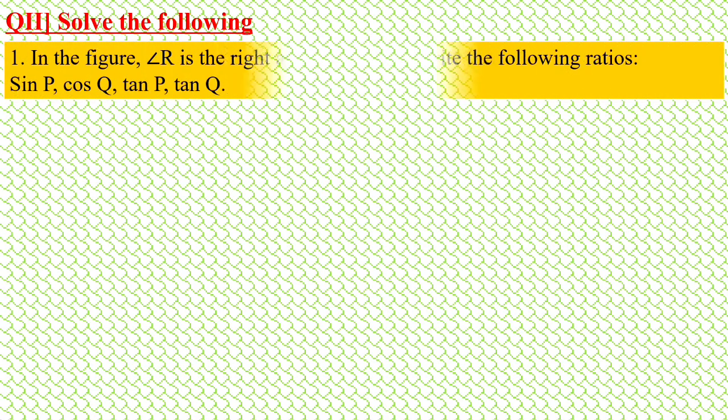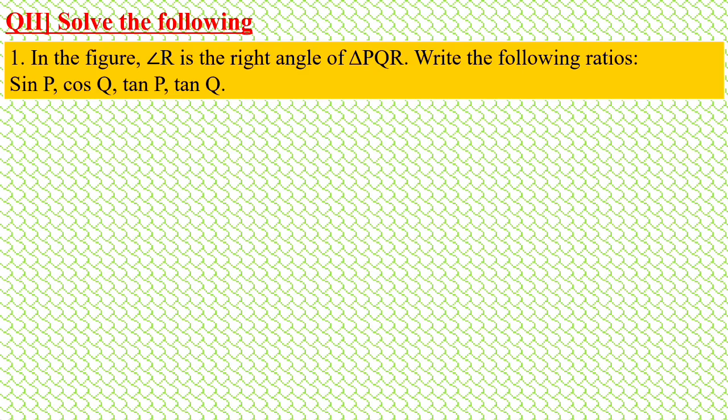Now children, the question number 2 is given. Solve the following. The first one is given in the figure. Angle R is the right angle of triangle PQR. Write the following ratio of sin P, cos Q, tan P and tan Q. And this is the figure. R is the 90 degree.